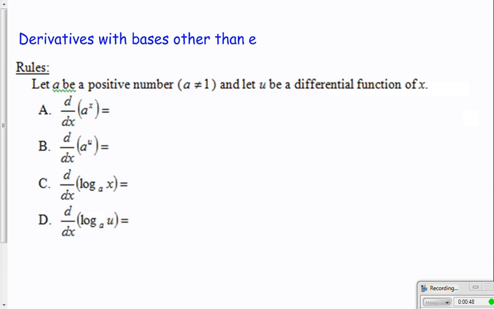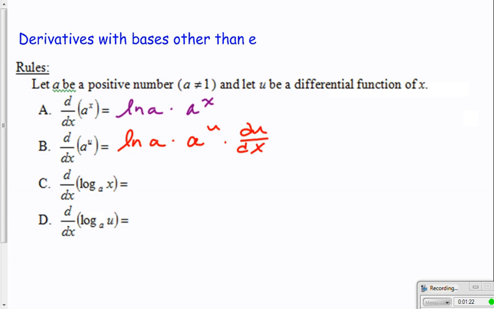The first rule is that the derivative of a to the x, something like 2 to the x or 3 to the x, ends up being the natural log of a times a to the x. So we might deduce that if our exponent was something more complex than just a naked x, we still would have the natural log of a. We would have a to the u, and then what would be next to it? That's right, by chain rule, it would be du dx, or just u prime.